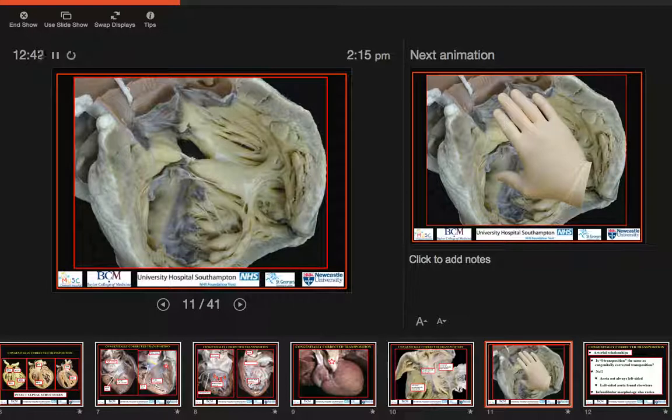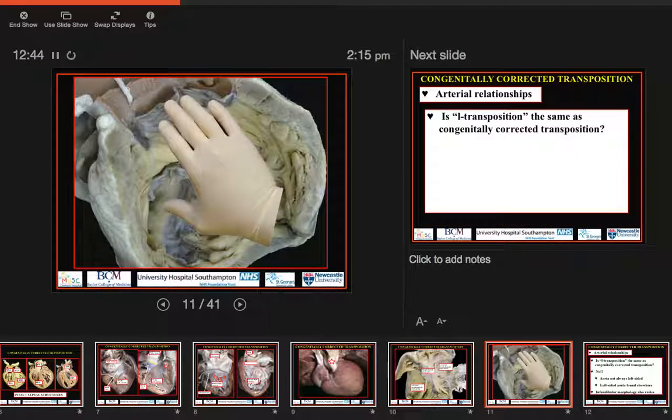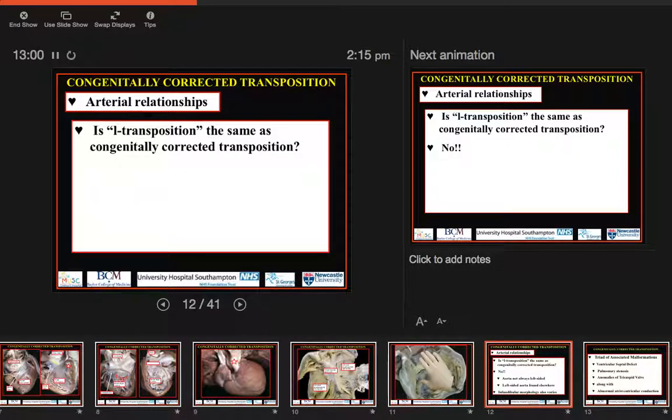And this is the other half of the heart I showed you initially, where we see that the right ventricle accepts the right hand. We have D-bulboventricular looping, if you will, right-handed ventricular topology. And that is particularly pertinent to the topic of arterial relationships, because we should ask the question. We see L transposition used very frequently, but is it the same as congenitally corrected transposition? And I hope you all know that the answer to that is no.